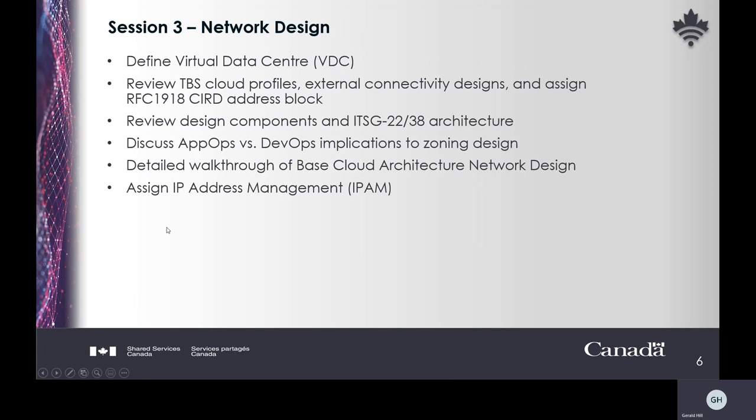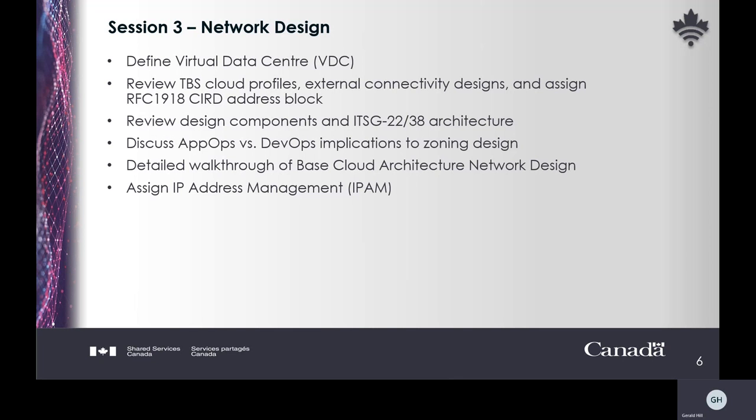Session 3 is all about the network. So we define the virtual data center. We review the TBS cloud profiles, the external connectivity designs, and assign an RFC 1918 CIDR address block. What we've developed here is really the start of our automation. We've developed a couple of front-end configuration spreadsheets that feed into our pipeline. For this instance, we asked for a /16 block from the 1918 CIDR address block, and we type that in, and that automatically self-populates all the zoning that's required. Pretty neat. We also review the components, the ITSG-22 and 38 architecture, and how that IP strategy rolls out.